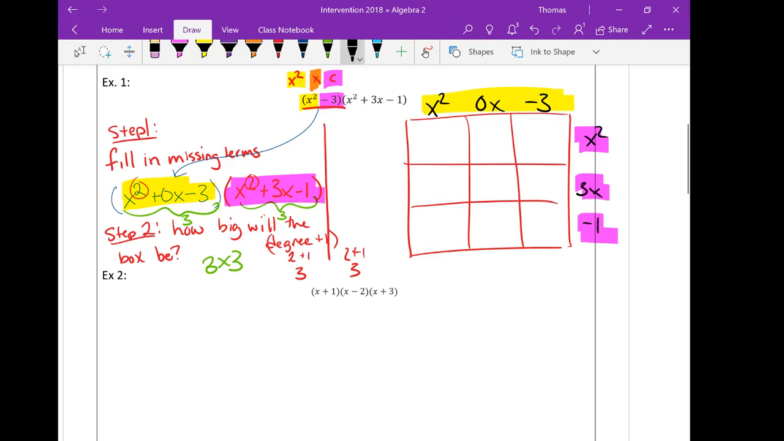Now notice we could have set this up a couple different ways. We could have put the yellow term on the side and the pink term on top. It doesn't actually matter how it goes in, as long as we have all of our terms: x squared, x, and 1, x squared, x, and 1. As long as we have both top and side filled in, now we're ready to make our products.